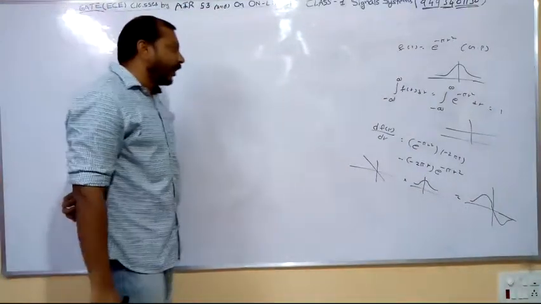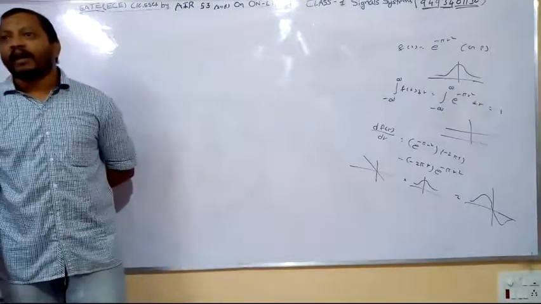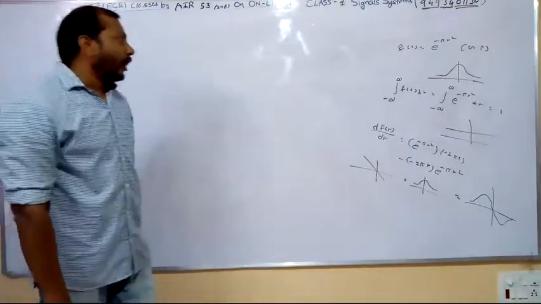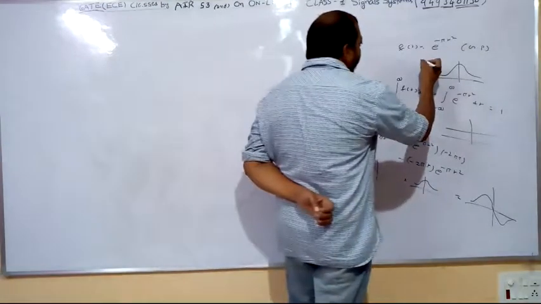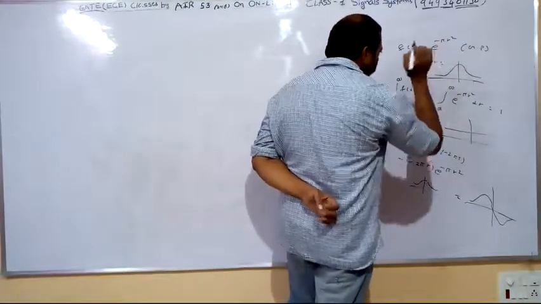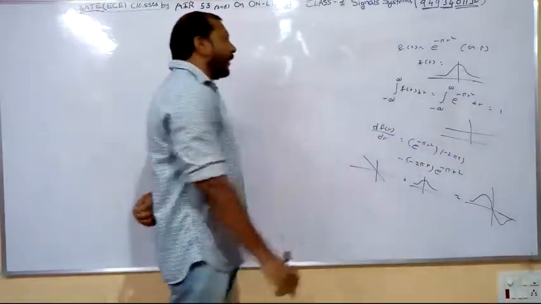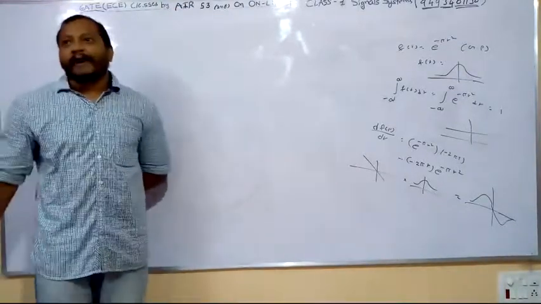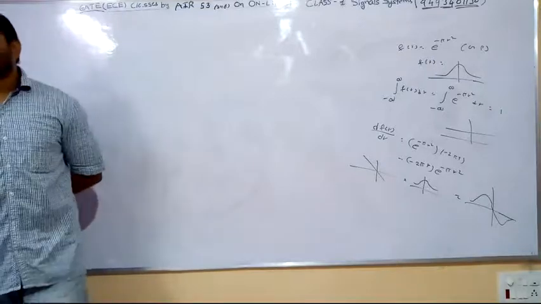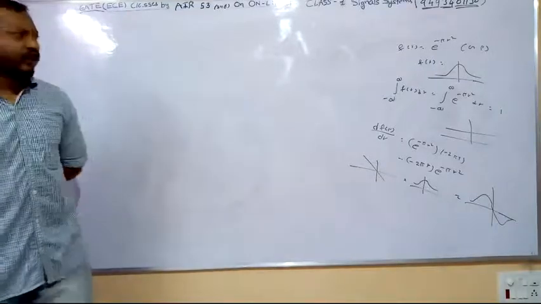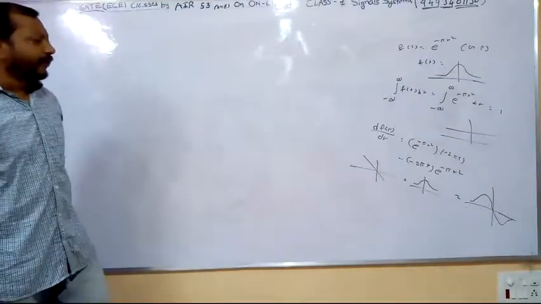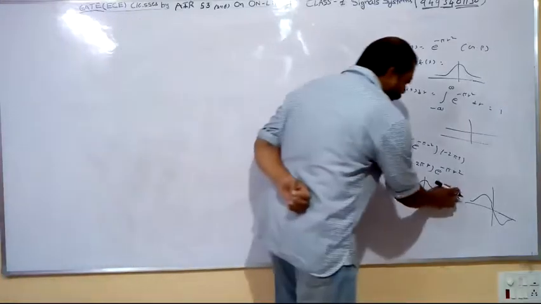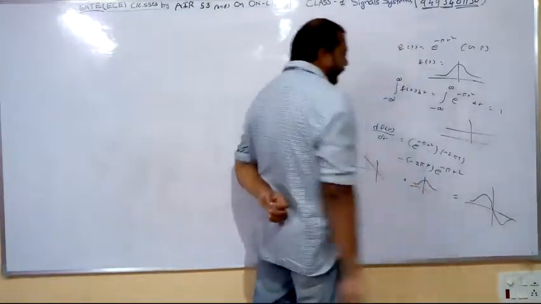They may ask you what is the shape of the signal e to the power minus pi t square, or they will give you the graph of f of t and ask what is the differentiation of this graph. By seeing it you should identify this is the graph of e to the power minus pi t square. From that you can do the differentiation directly, which is equal to minus 2 pi t into e to the power minus pi t square. Finally you can write the corresponding shape for the integration.